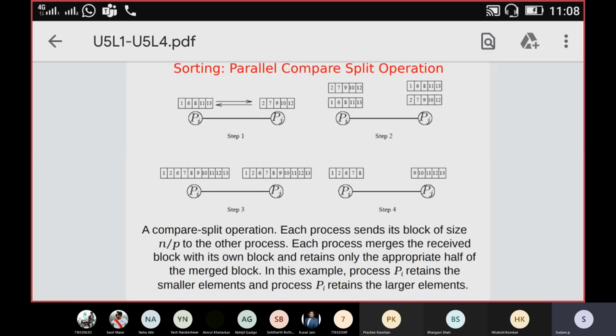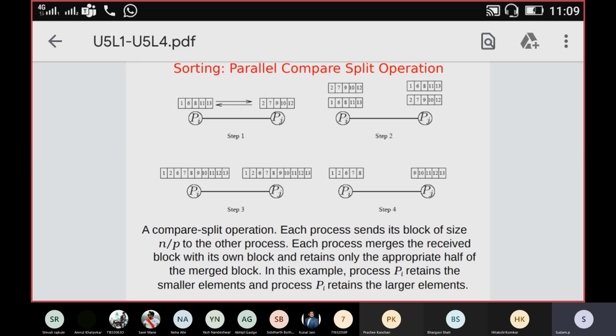In terms of asymptotic notation, its lower bound is theta of n log n. That is also discussed. After that we discussed parallel compare exchange operation, or sorting with one element per processor, or one element per processing element. And after that we saw the parallel compare split operation, for more than one element per processing element or processor. That kind of discussion we did in the last lecture.